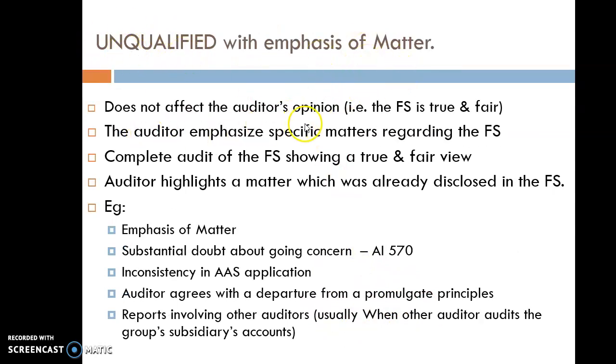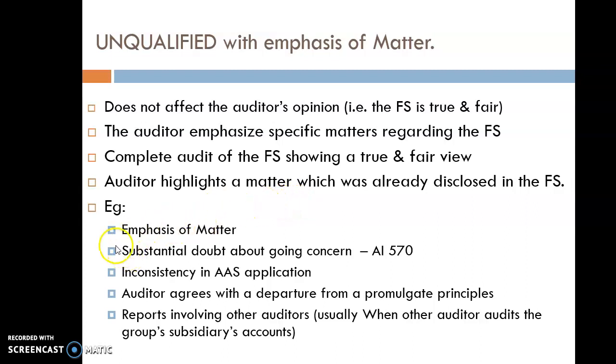It does not affect the auditor's opinion. For example, the financial statement is true and fair, and it does not affect the auditor's opinion. And the auditor emphasizes a specific matter regarding the financial statement. The complete audit on the financial statement shows a true and fair view, and the auditor highlights a matter which was already disclosed in the financial statement. Okay, so unqualified with emphasis of matter will highlight the matter.